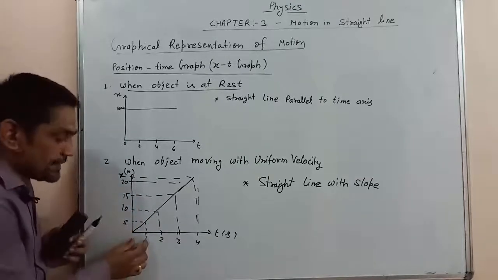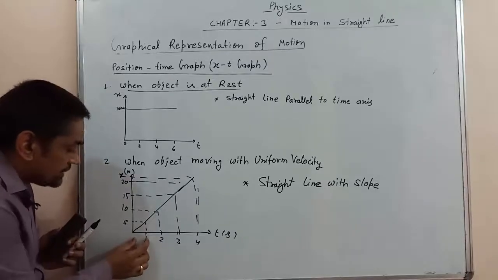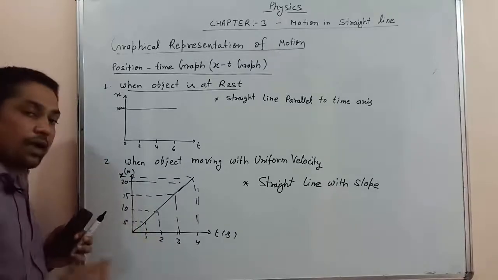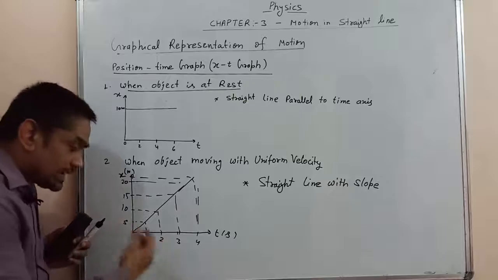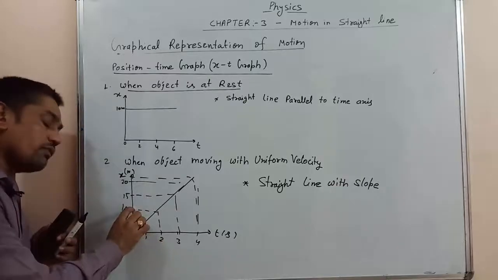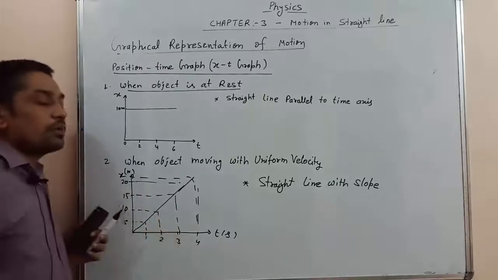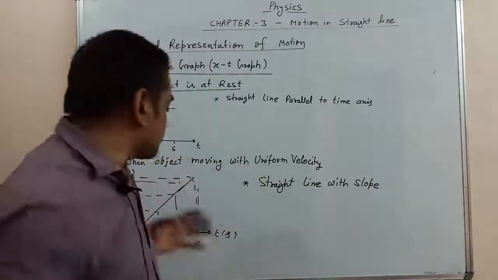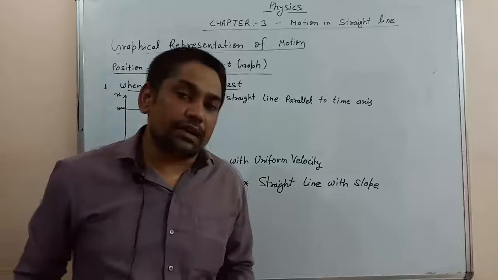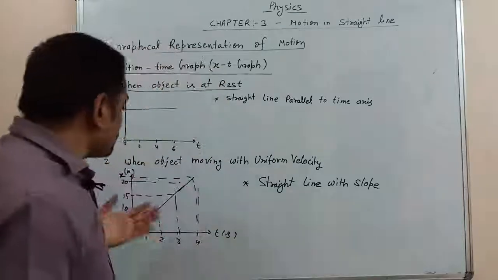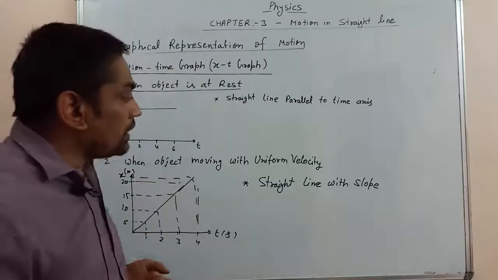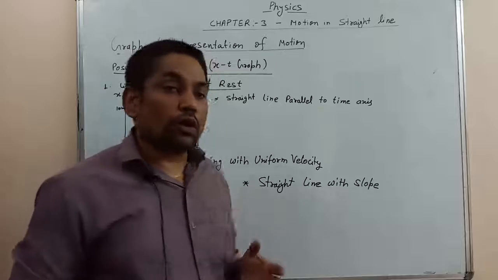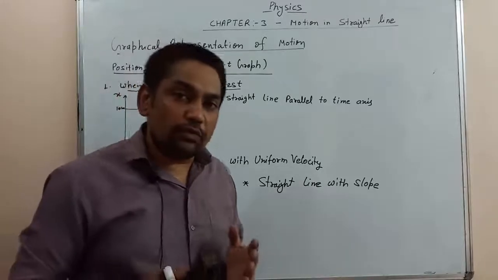So in the first 1 second the object covered 5 meters. In the next 1 second the object covers 5 meters. In the next 1 second the object covers 5 meters. So the object covers equal displacement in equal time intervals. This kind of motion is called uniform motion, or an object moving with uniform velocity.